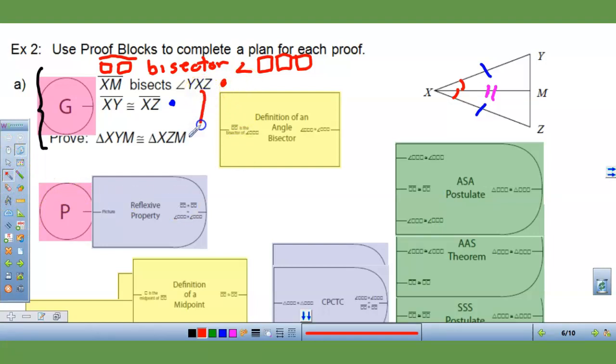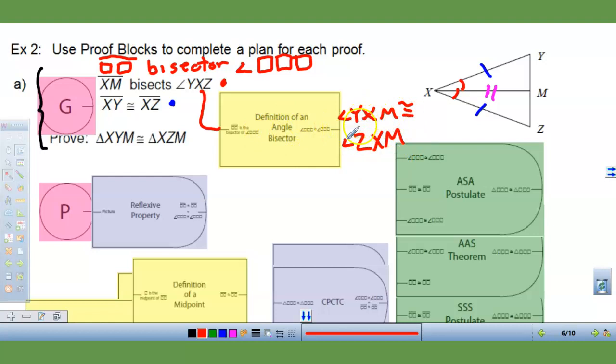So this statement, if we put it into this theorem, the outcome is that two angles are congruent by the theorem. We marked them already in red. So YXM is congruent to ZXM. That's what this theorem or definition tells us. This definition tells us this is true coming out.